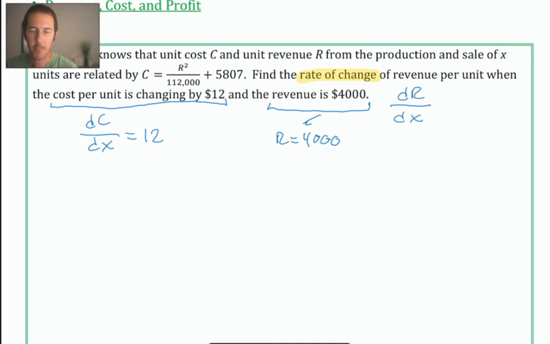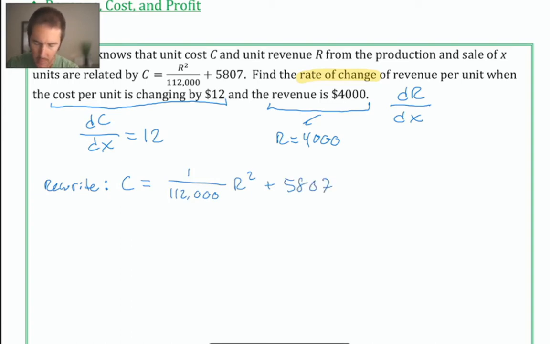It's a little strange. I much prefer it if it said C equaled 5R squared, because then I could take the 2 and multiply it by the 5, and I would get 10R to the first power. It's weird because the R squared doesn't really have a coefficient, so I think what I'm going to do is rewrite my original equation. And I'm going to rewrite it to say C equals 1 over 112,000 times R squared plus 5807. That way R squared has a coefficient. Okay, now let's take the derivative.